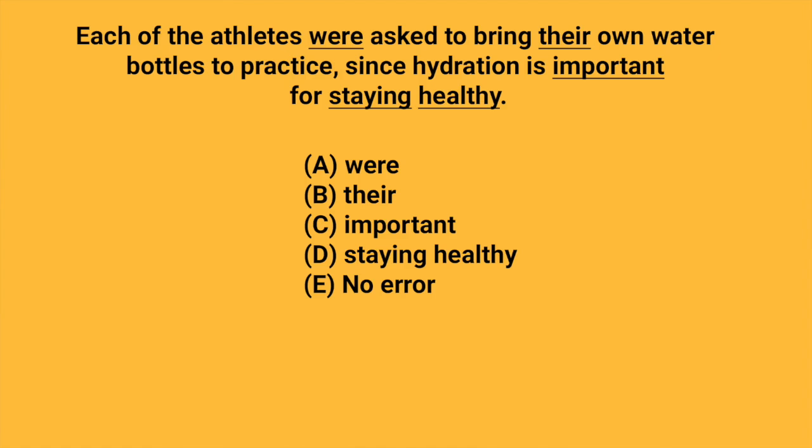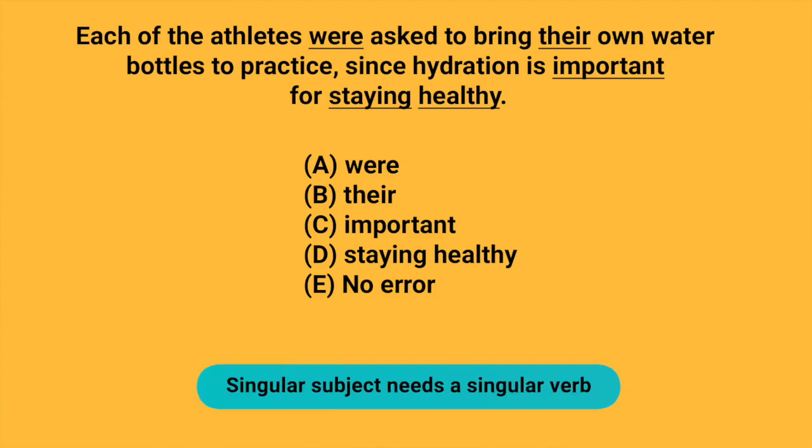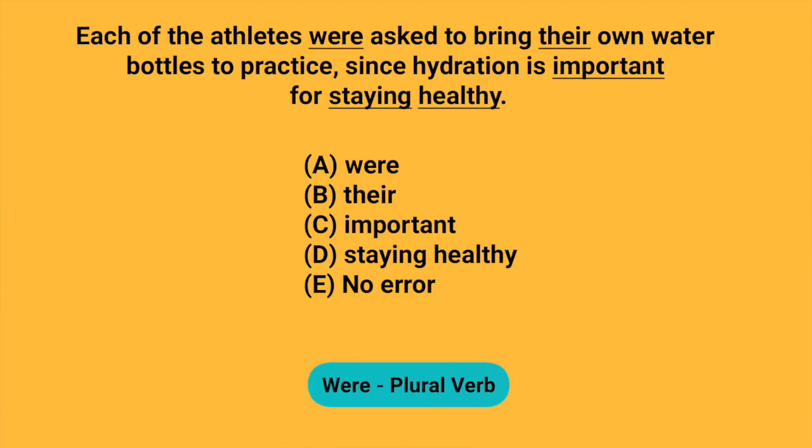Let's start by breaking this sentence into pieces and looking at each one. Our subject is each. This is singular. Even though athletes is plural, it's part of a prepositional phrase, so that isn't going to affect the singularity of the subject because each is singular. We're going to be looking for a singular verb to go with it. Our verb here is were, and that's not a singular verb, so I think we just found our error.